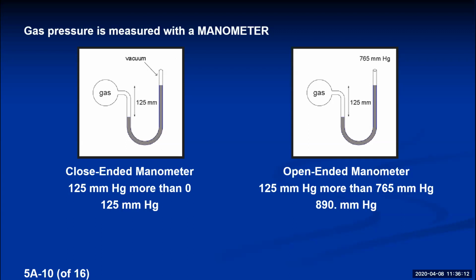So they're essentially read the same way, but you just have to understand what is the pressure on the right side. A closed-ended manometer, it's going to be 0, but an open-ended manometer, it's going to wind up equaling whatever the atmospheric pressure is on that particular day, because the atmospheric pressure is always changing. It's not ever the same for an extended period of time.